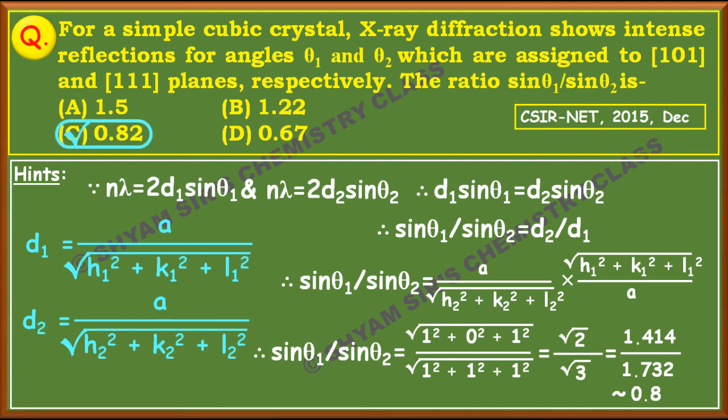So in this way you can solve this type of problem. This is very simple, nothing to worry about.